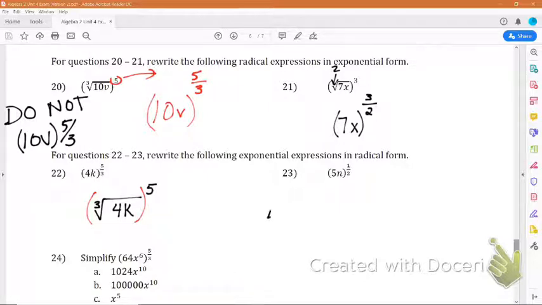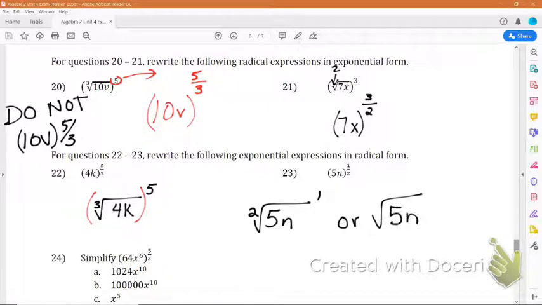So this one, we have 5n. My index is 2, my exponent's 1. You could also just write the square root of 5n, you don't have to have the 1 or the 2, but you can. Because the exponent's always 1. The smallest root we ever talk about is the square root, so it's common practice just not to write it. Okay. So those should be 4 easy points. Hopefully.